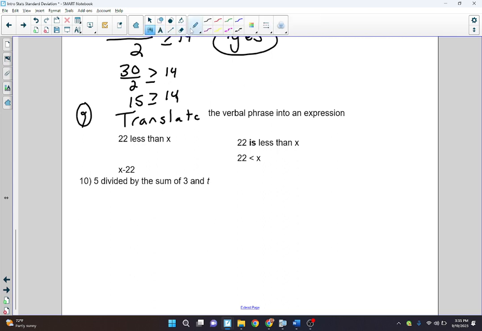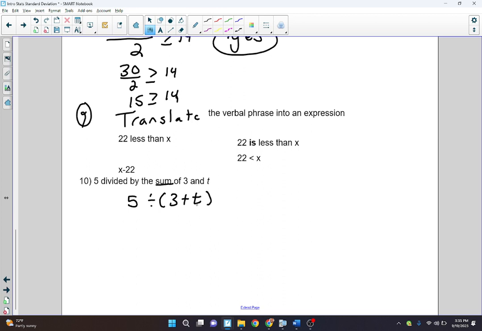In this situation, I know it's 5 divided by the sum of 3 and t. So before I could divide, I need the sum of 3 and t first. So I could do 5 divided by the sum of 3 and t. So how do I force adding to go first? With parentheses. So you could see it as 3 plus t.